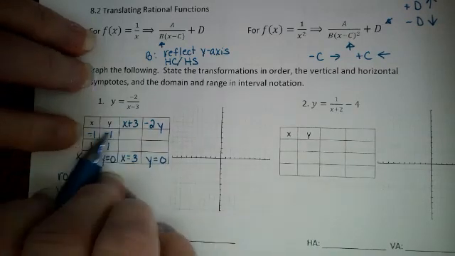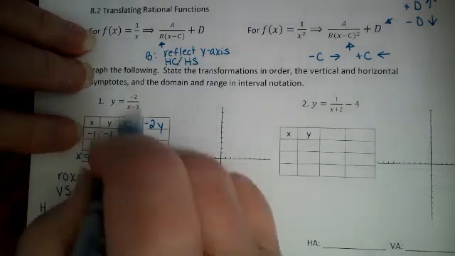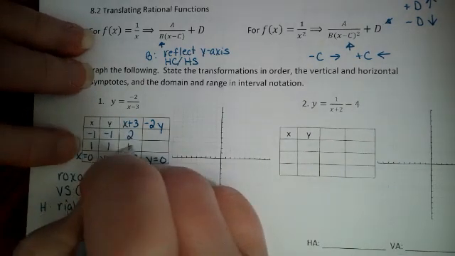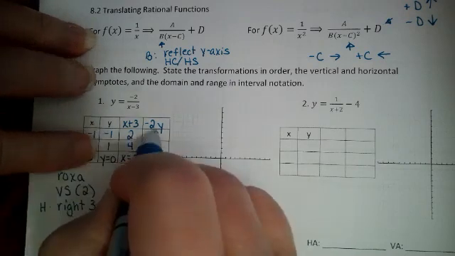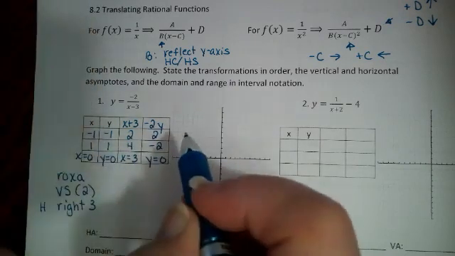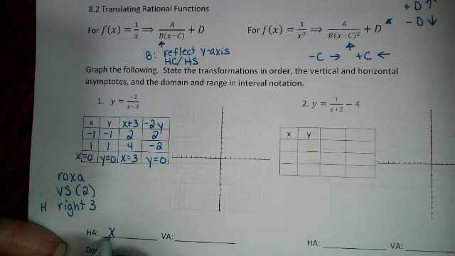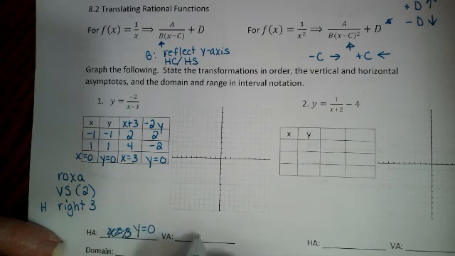All right, so we take each point and transform it. -1 plus 3, and then 1 plus 3. -2 times -1, and then -2 times 1. Vertical asymptote was x equals 0, or x equals 3. I just did that backwards. Horizontal is y equals 0, vertical is x equals 3.